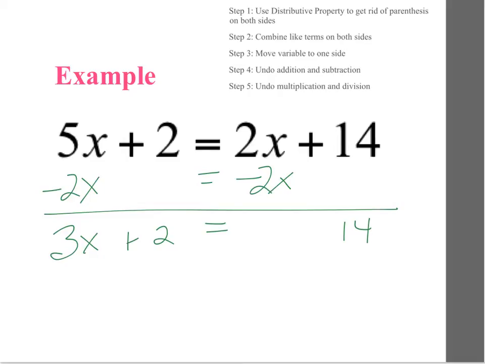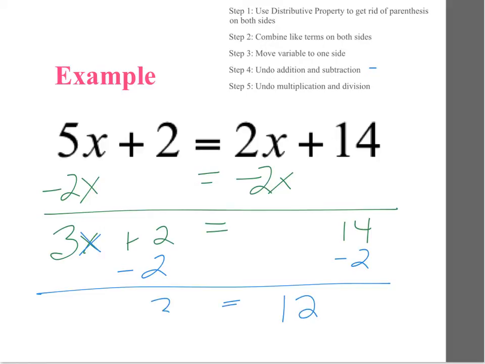Now I need to go ahead and undo, because remember, I'm still isolating this x, so I need to get rid of things. So I'm going to undo my addition and subtraction. So I'm going to subtract 2. So I have 12 equals 3x. Then I'm going to undo my multiplication and division. That's 3 times x. So I'm going to divide by 3 and get x equals 4.